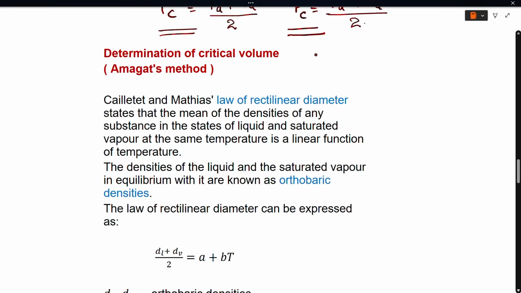Next is determination of critical volume. As you all might be thinking, critical volume is the volume of 1 mole of a gas at critical temperature and critical pressure. Okay, so it's very easy. Just keep the substance at critical temperature and pressure and measure the volume of 1 mole of that gas. That will give you the critical volume.